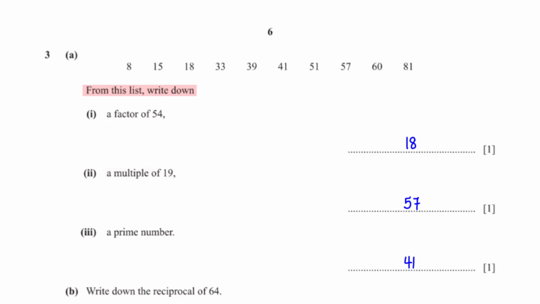From this list, write down a multiple of 19. From the list, 57 is a multiple of 19. 19 times 3 gives us 57.